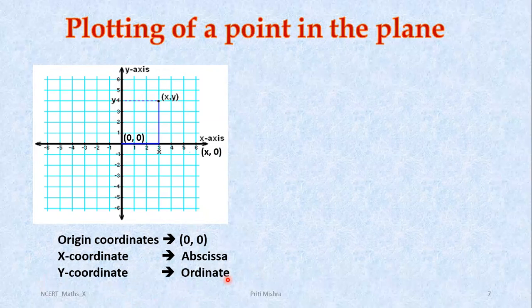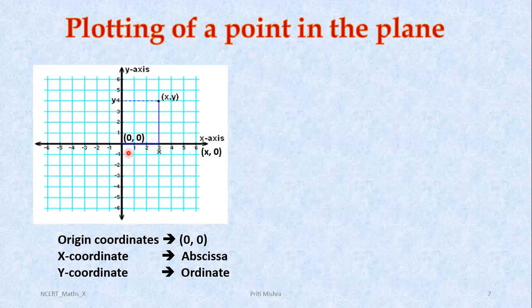Now let's see, any point on the x-axis will be of the form (x, 0), because here y will be 0 at every point on the x-axis. Here you can see at 1 we have (1, 0). We are not moving towards the y-axis. At 1 on the x-axis, it is (1, 0). At 2 on the x-axis, it will be (2, 0).